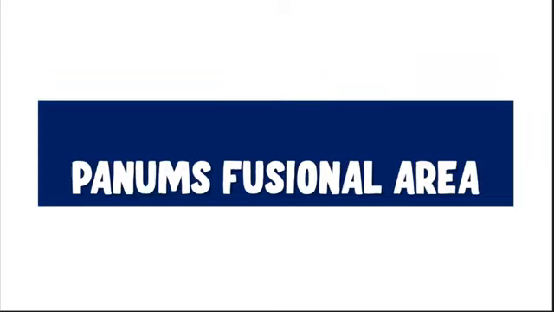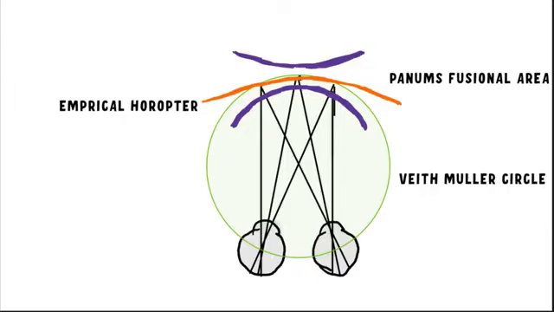Now let us discuss another important concept. I'm pretty sure most of us would have heard about this term called Panum's fusional area. So now let us discuss this. What did I tell you about the horopter? A horopter is basically a line which is formed by joining all the loci of the objects which fall on the corresponding points on the retina, right?